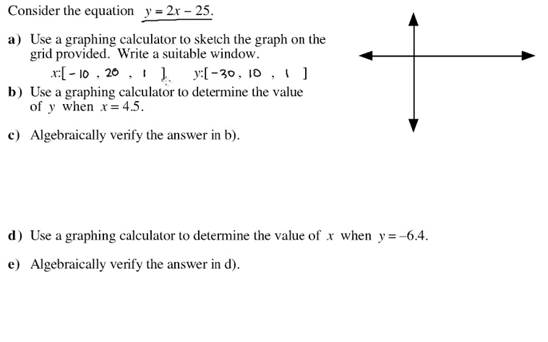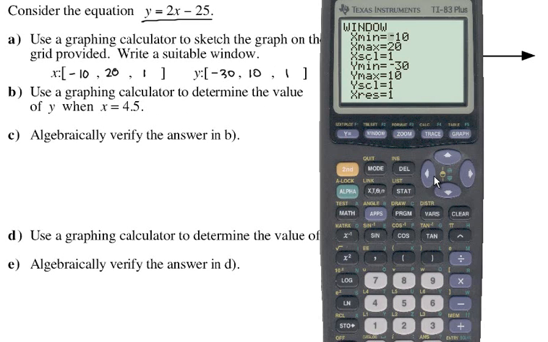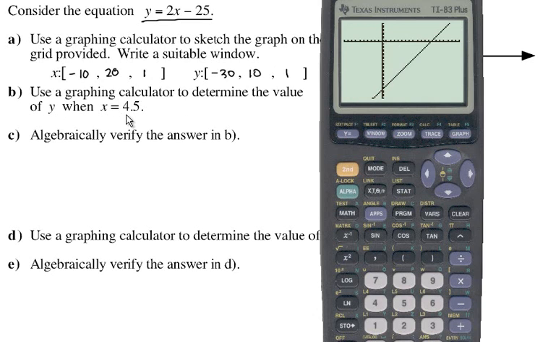Use a graphing calculator to determine the value of y when x is 4.5. Two ways you can do this, a kind of fast, sloppy way, and then the good way. The fast, sloppy way is you press trace, and you get a little bug here that's sitting on your line, and it tells you what the coordinates of that bug are. You can move the bug around by pressing the arrow keys. You can watch the coordinates change as you do that.